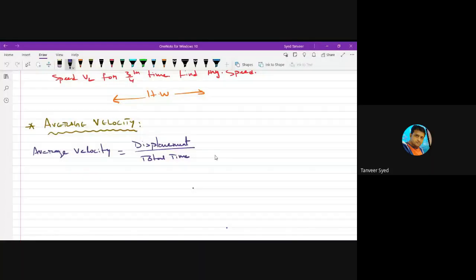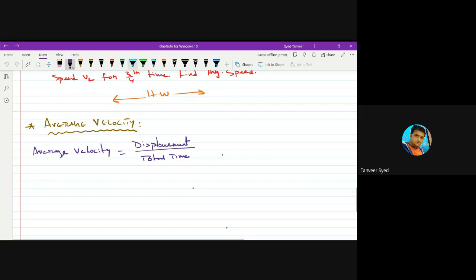So I was telling average velocity. Average velocity is just like average speed. The difference in the formula is that for speed we define it as total distance by time. For velocity, it is displacement by total time. Average velocity is the displacement of the body in the total time for which it traveled.